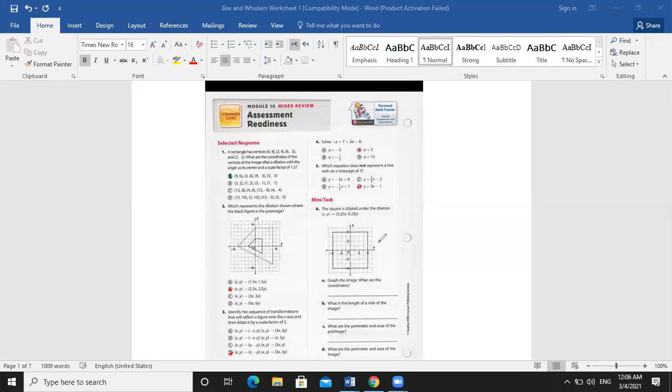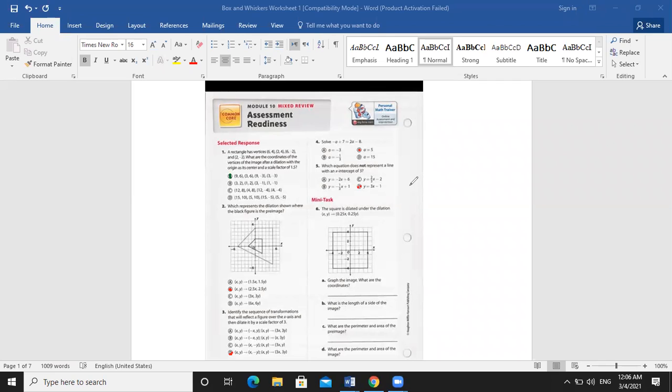We will try to answer the last question. Quickly, you have only 1 minute. Graph the image without the coordinates. We want the square to be dilated under the dilation 0.25x and 0.25y. Will we shrink the figure or stretch the figure? Shrink the figure. Yes, we are going to shrink the figure.